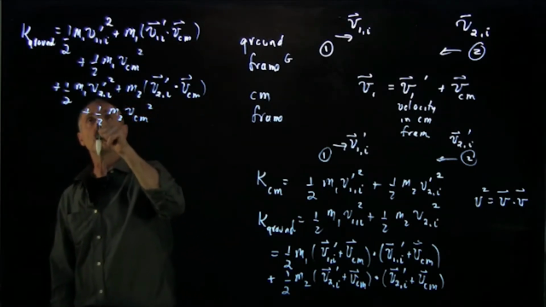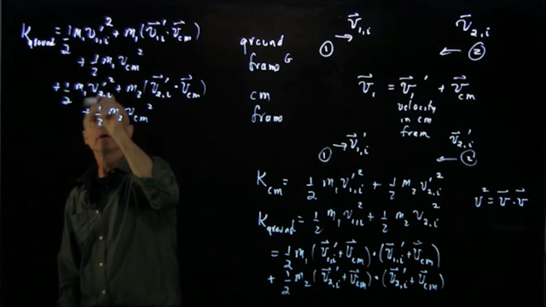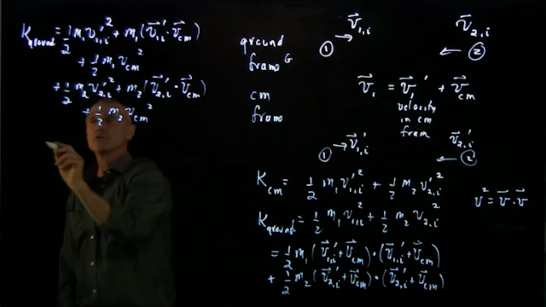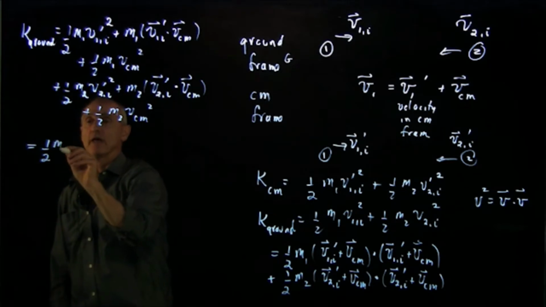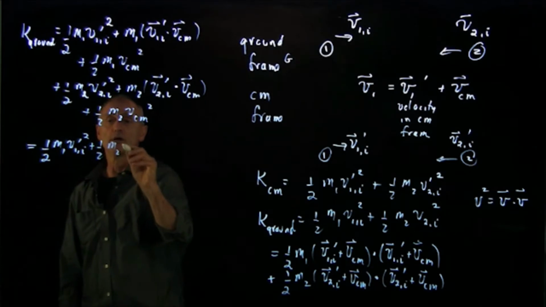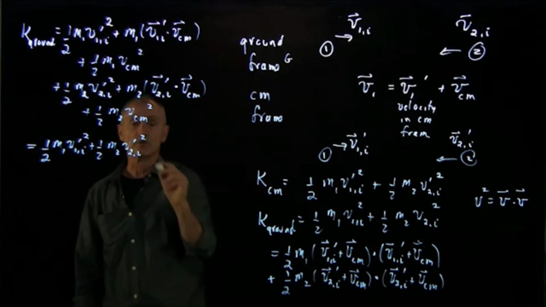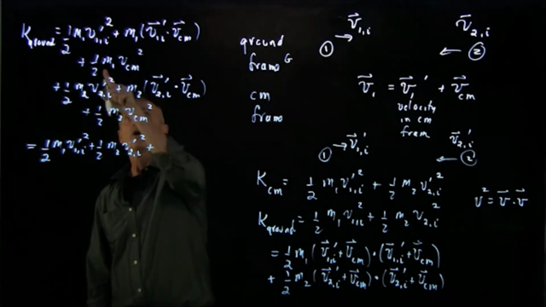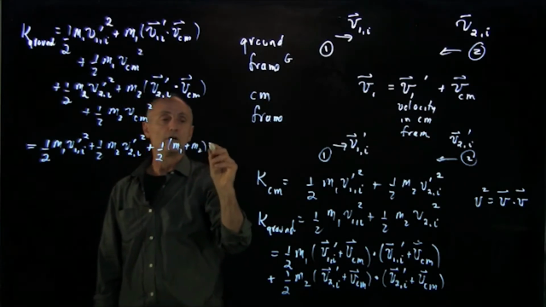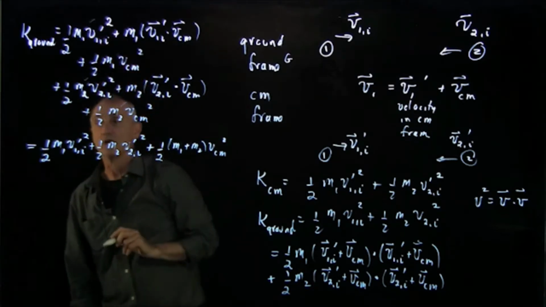Now, let's look carefully at what we have. We have 1/2 m1 v1i prime squared plus 1/2 m2 v2i prime squared, and you're already noticing that's the kinetic energy in the center of mass frame. We have the total mass, 1/2 m1 plus m2, times vcm squared. I can just put a little check to show which terms I've done so far.